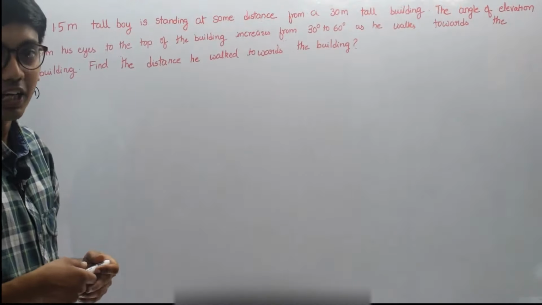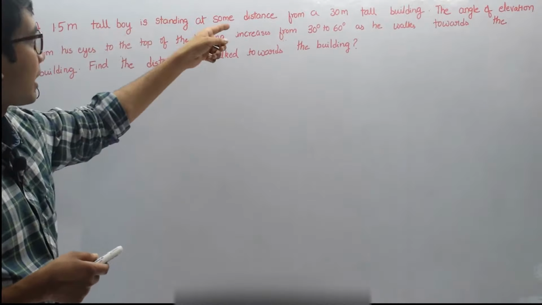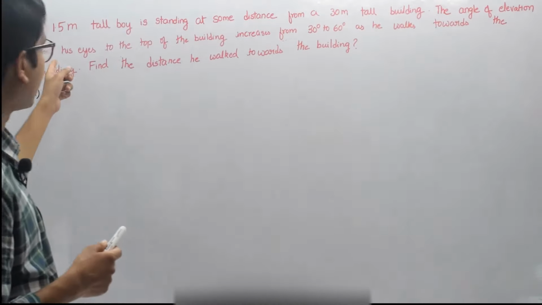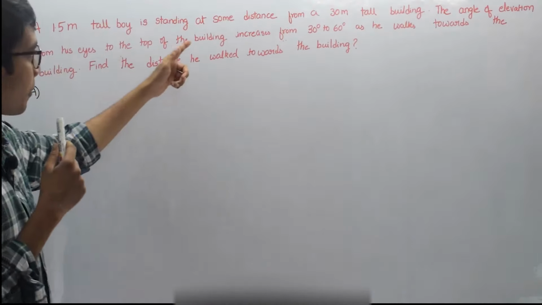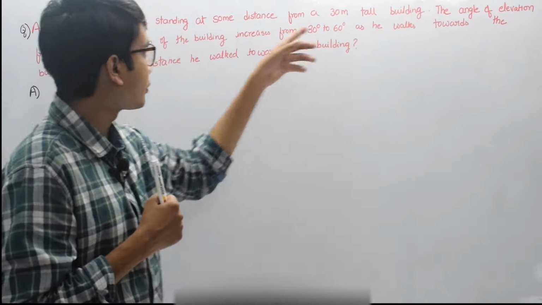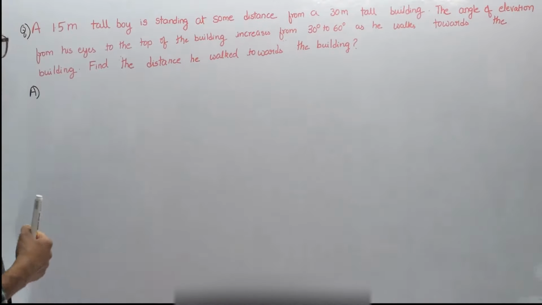Now, let us look at another problem. It is a 1.5 meter tall boy is standing at some distance from a 30 meter tall building. The angle of elevation from his eyes to the top of the building increases from 30 degree to 60 degree as he walks towards the building. Find the distance he walked towards the building.